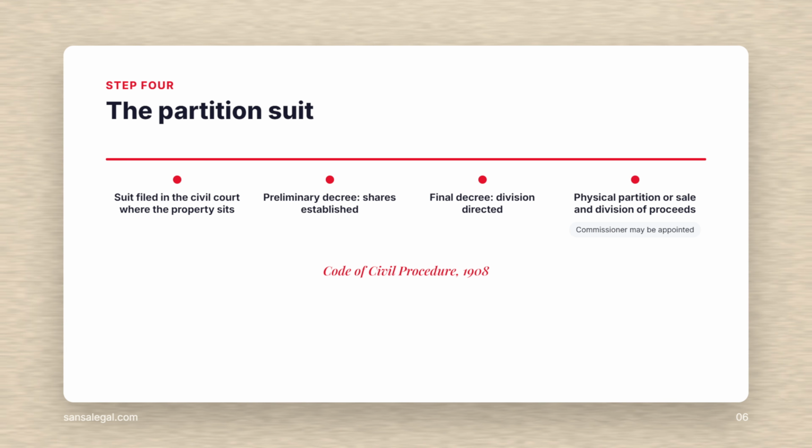The court first passes a preliminary decree establishing the share of each party, and then a final decree directing the actual division, either physical partition or sale and division of the proceeds. If the parties cannot agree on how to divide, the court may appoint a commissioner to carry out the partition.